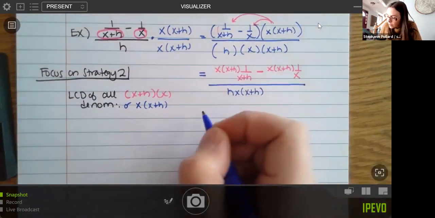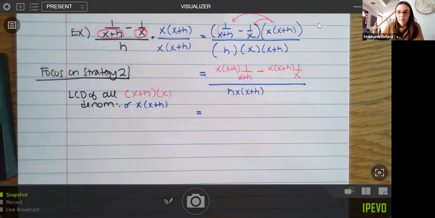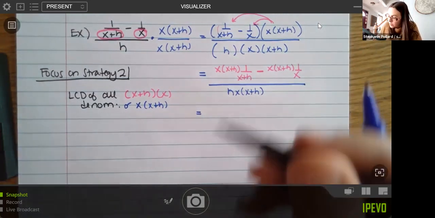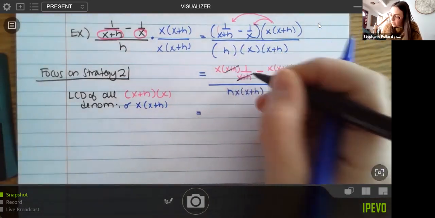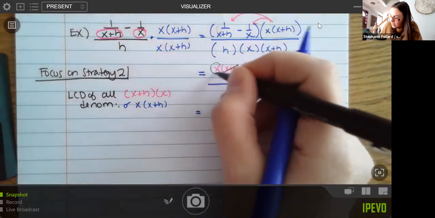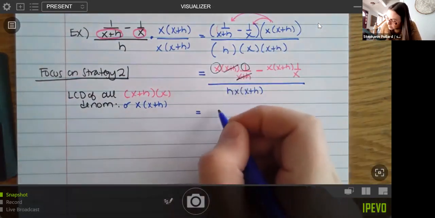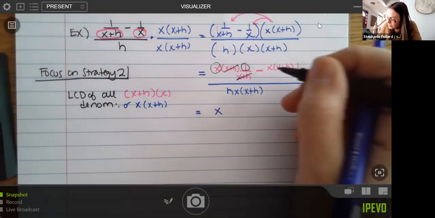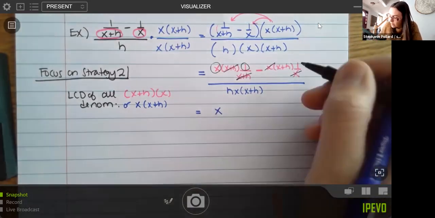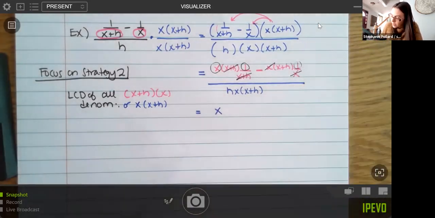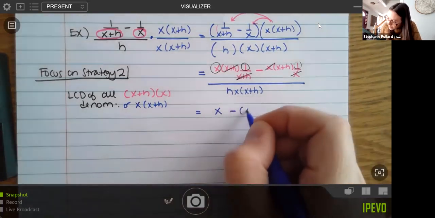Now watch what happens in the numerator. The whole goal is so that we don't have these messy fractions within fractions. So notice how the x plus h here and here are going to cancel. And then you have an x times 1 left, which is just x. Here, the x and x are going to cancel, and then you have the x plus h times 1 left, which is just x plus h.